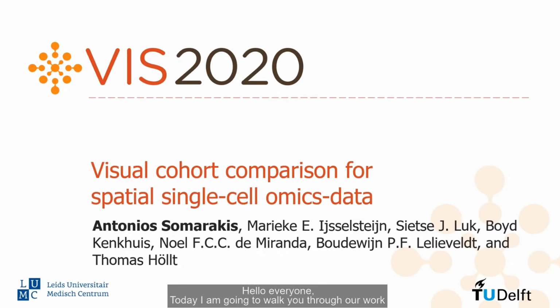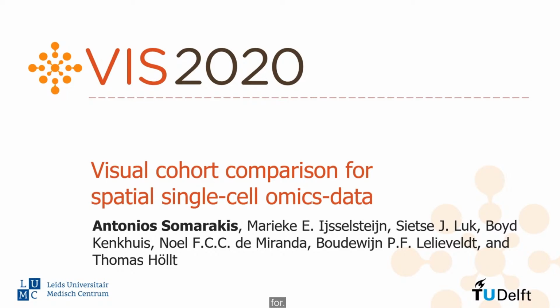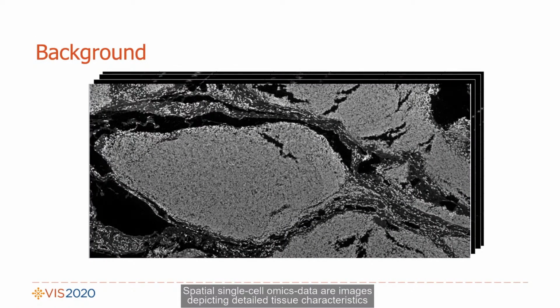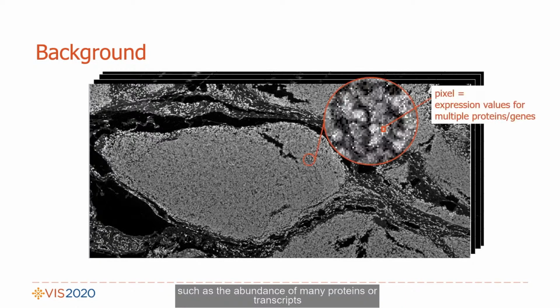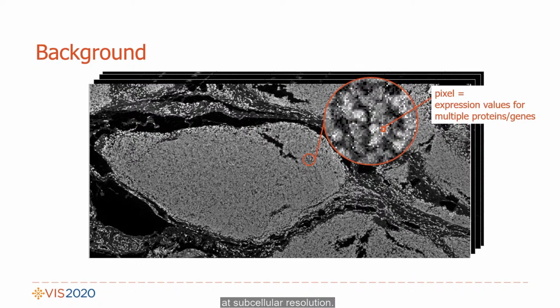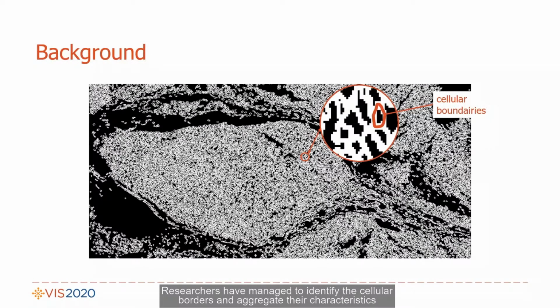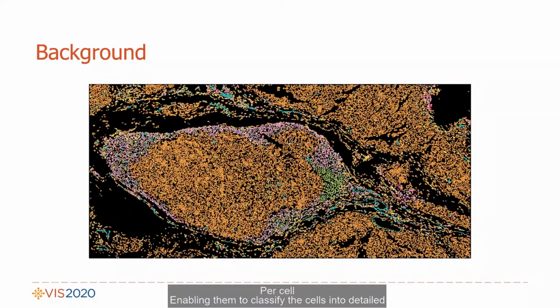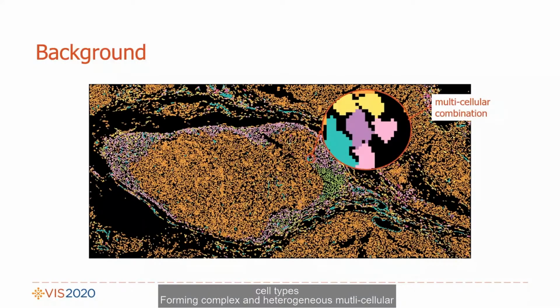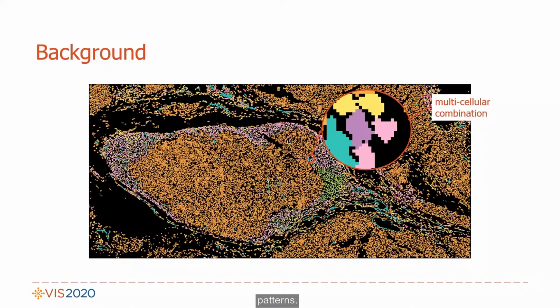Hello everyone. Today I'm going to walk you through our work on the visual cohort comparison for spatial single-cell omics data. I will start my presentation explaining what the spatial single-cell omics data stands for. Spatial single-cell omics data are images depicting detailed tissue characteristics such as the abundance of many proteins or transcripts at subcellular resolution. Researchers have managed to identify the cellular borders and aggregate per cell their characteristics, enabling them to classify the cells into detailed cell types, forming complex and heterogeneous multicellular patterns.